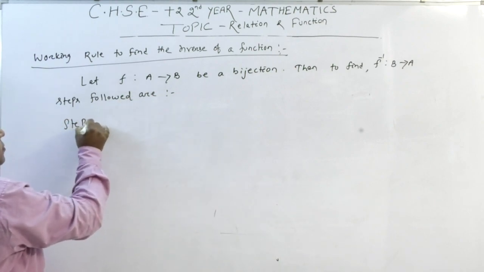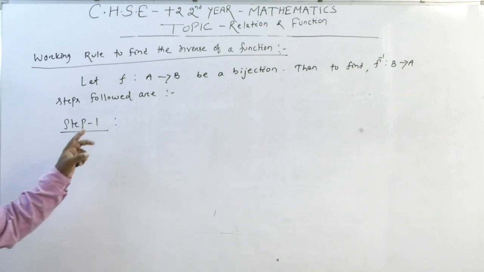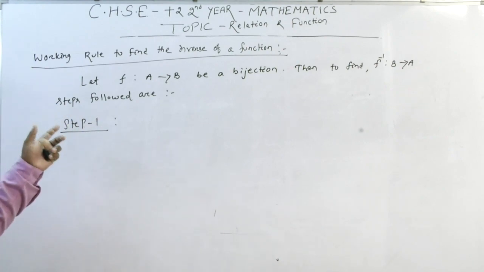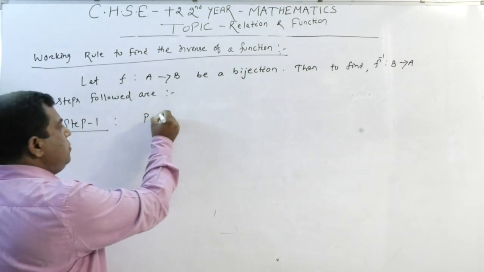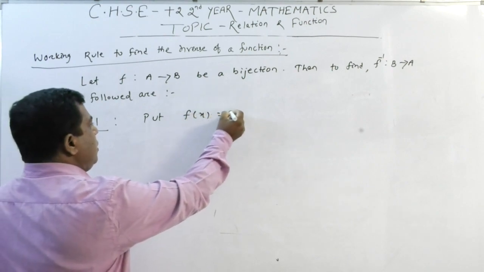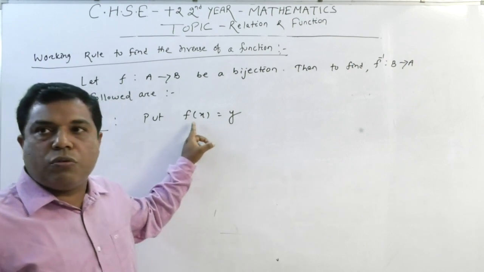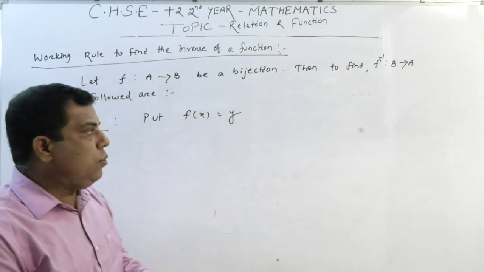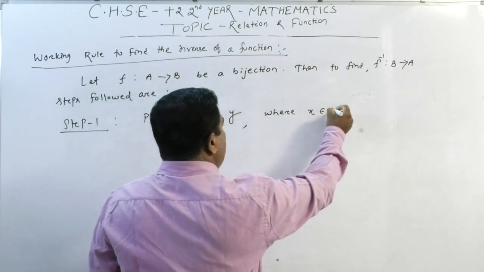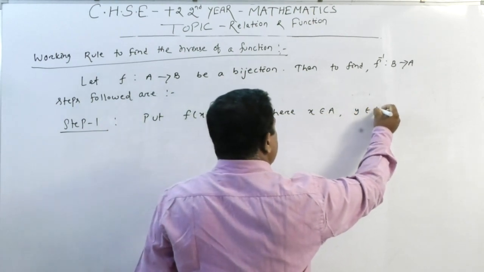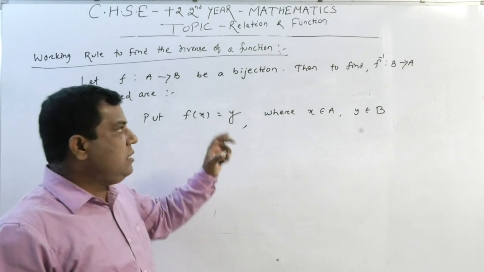Step 1. What steps do we follow to get the original value? The rule says put f of x equal to y. That means the given f of x should first be denoted as y, where x belongs to A, the domain set, and y belongs to the codomain set, or you can say the range set, as it is bijective.